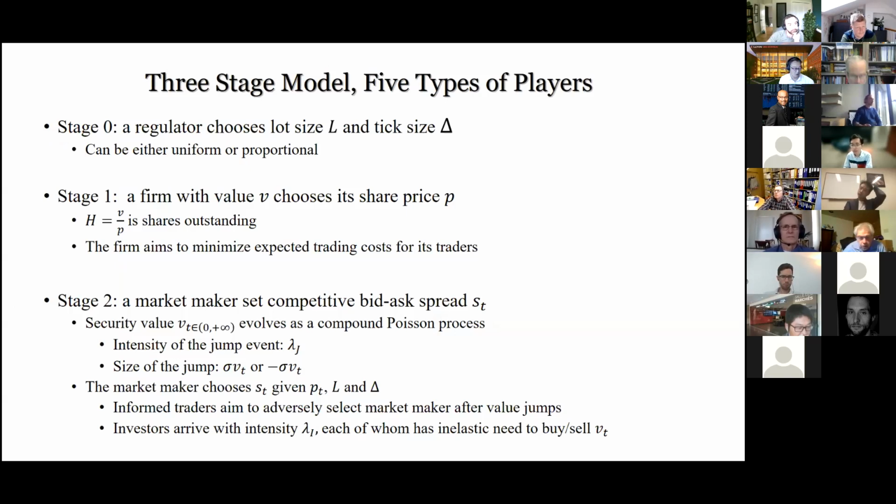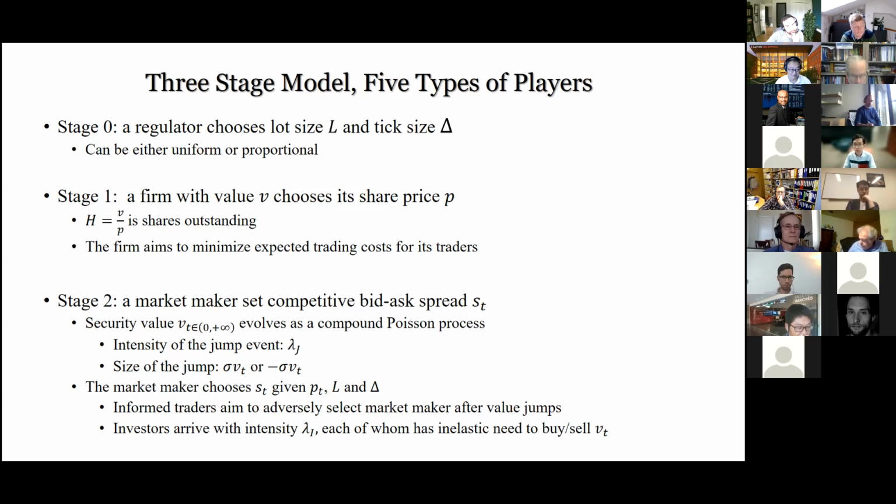So what is our model? We have a 3-stage model with 5 types of players. At stage 0, a regulator chooses lot size, let's call it L, and also chooses tick size, let's call it delta. It can be either uniform or proportional. At stage 1, a firm with value V chooses its share price P. We think about V as market cap, and V divided by P is shares outstanding.